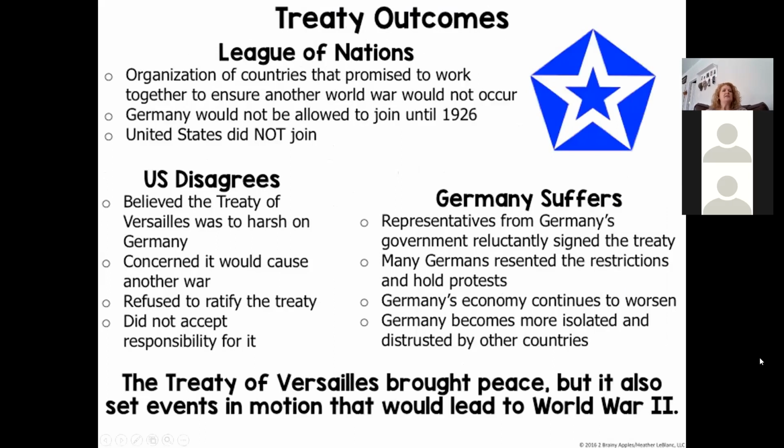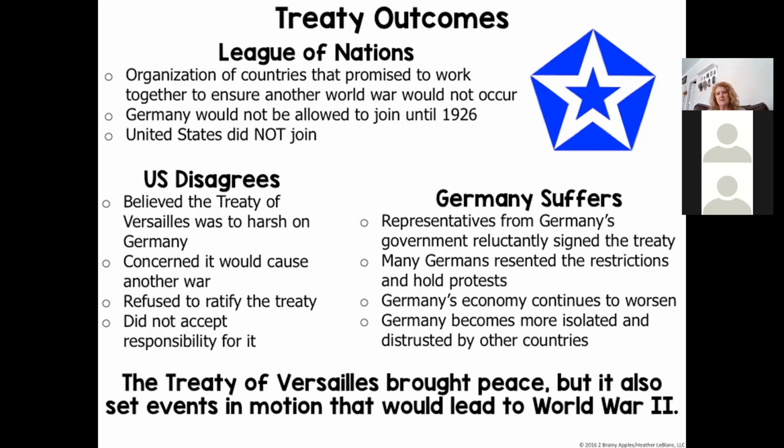Whoops, sorry about that. The League of Nations continues to be promoted by President Wilson. This is, like I said, a precursor to the UN, where these countries will promise to work together to never have a world war again. Germany is not going to be allowed to join till 1926. So here's the really interesting point, this is the brainchild of President Woodrow Wilson. It is a United States idea.